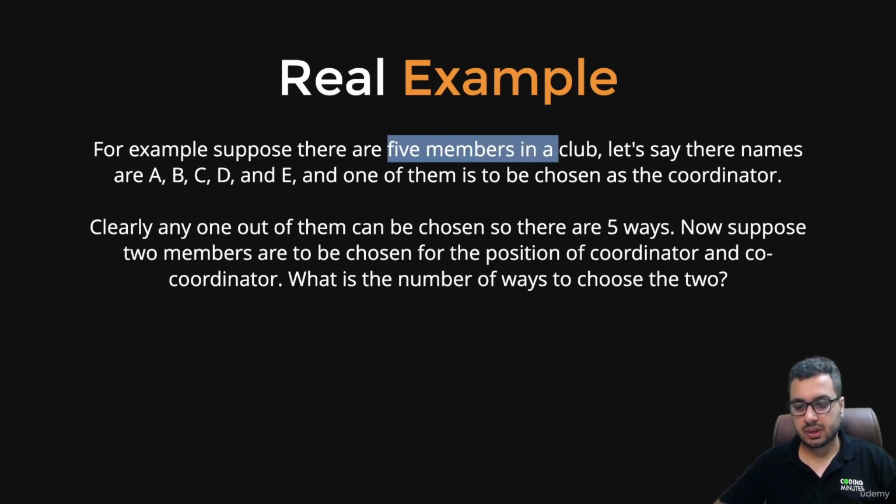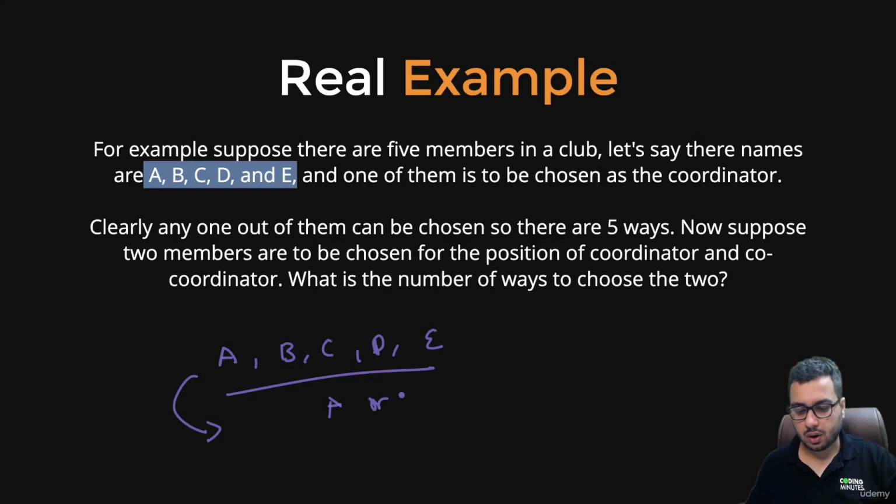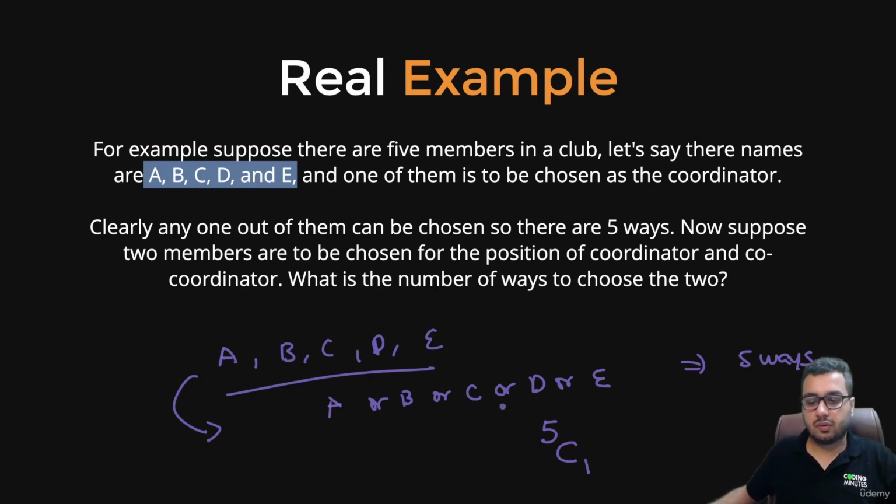Suppose there are 5 members in a club and you want to pick one of them as the captain of the club. If you have A, B, C, D and E, there are 5 members and you want to pick one of them. So you can say either A becomes the captain, or B, or C, or D, or E. Clearly there are 5 ways. Mathematically it is denoted using a symbol C. So we can say there are 5C1 ways. We want to choose one object out of 5, so there are 5 ways.